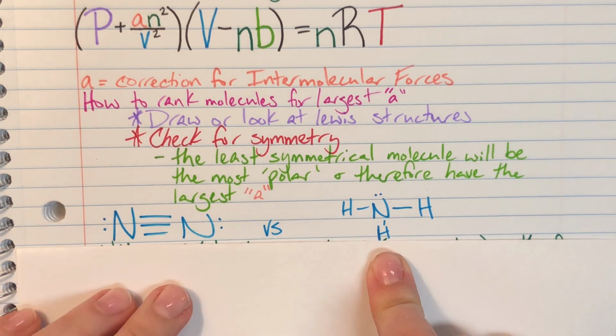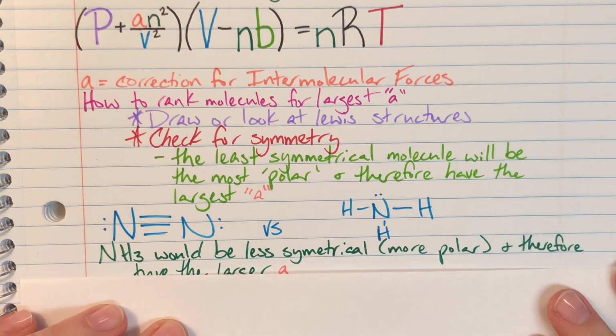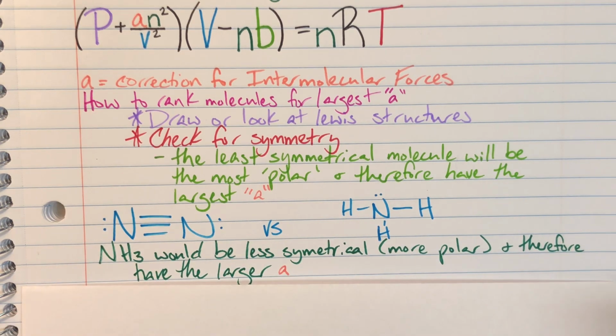So that would mean that my ammonia, or my NH3, is going to be less symmetrical, and therefore will be more polar, and will have a larger A value. So my ammonia will have the larger of the two A values.